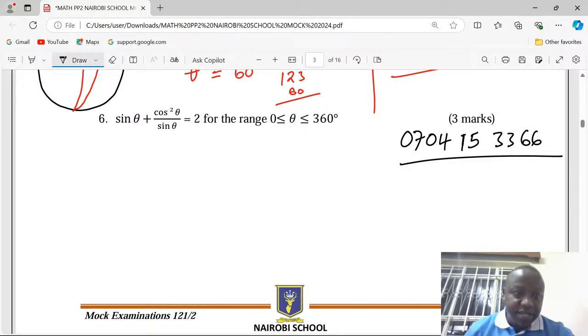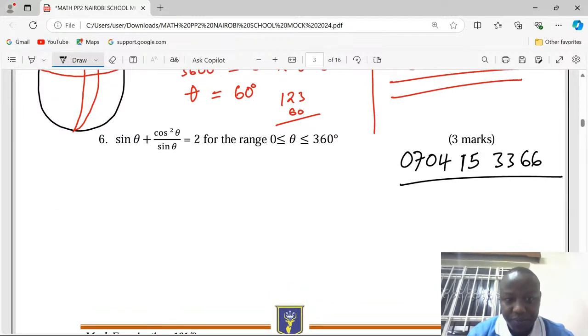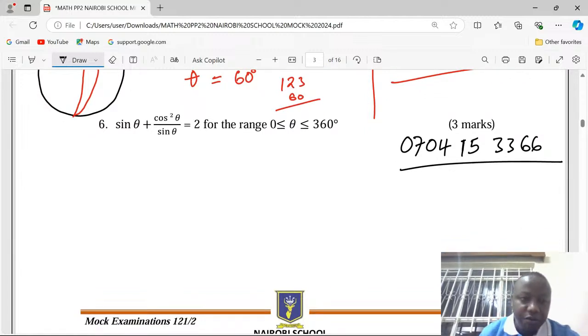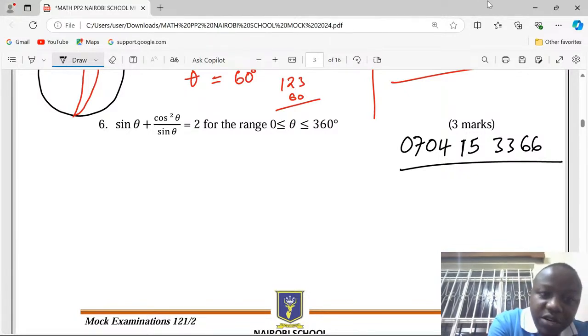Number 6, a serious question on trigonometry. Now the examiners are saying that the sine of theta plus cosine squared of theta divided by sine theta equals to 2. We are solving for theta within the range of 0 to 360. The first thing we will do, of course, to do away with the fractions by cross-multiplying, multiplying through by the sine of theta.